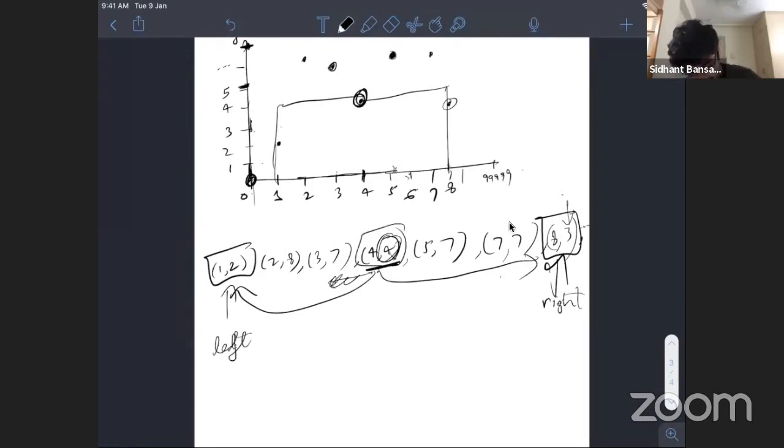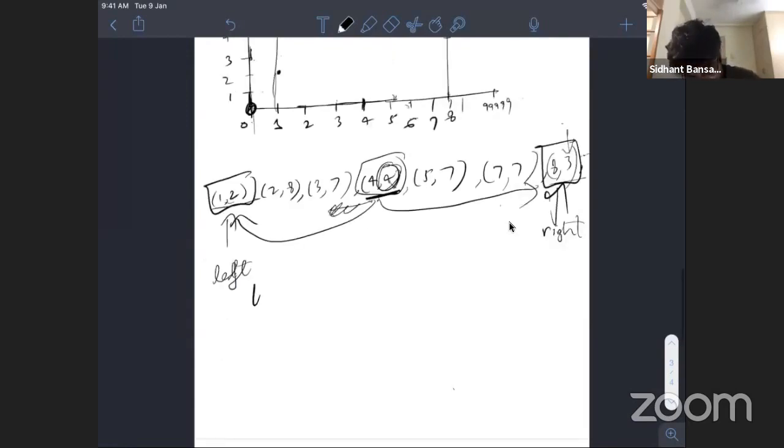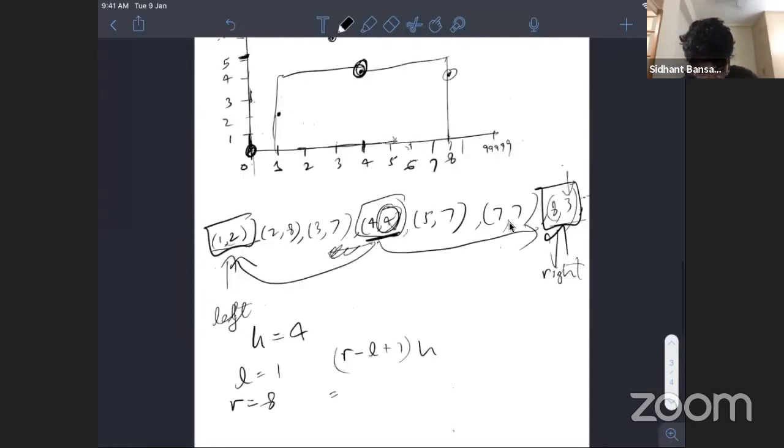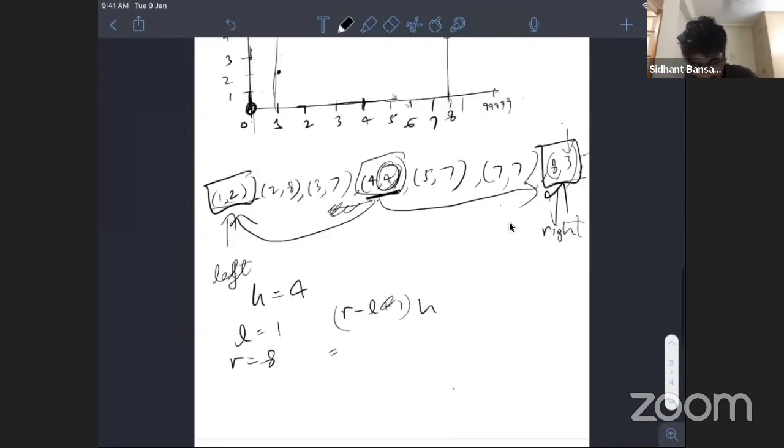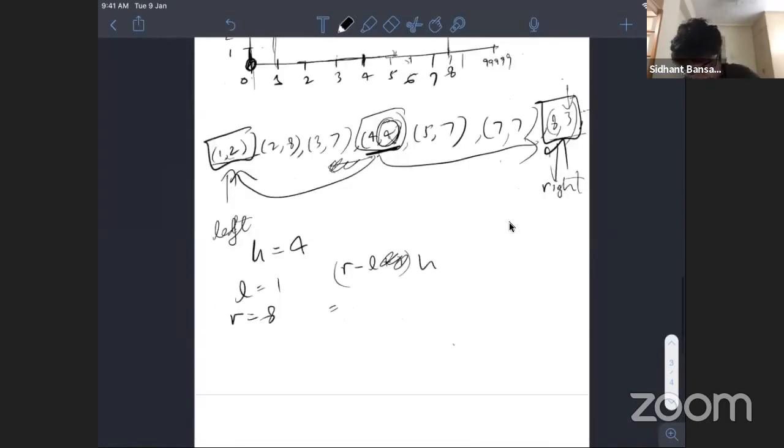And once we have these 3 things, we can calculate the area. The height is 4, the left bound is 1, the right bound is 8. So the area will be r minus l plus 1 times h, which is 8 minus 1 plus 1. Sorry, the plus 1 is not there. Yeah, just the r minus l. So 8 minus 1, 7 times 4, so 28.